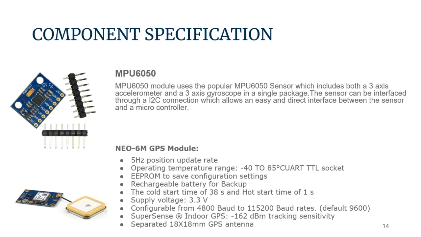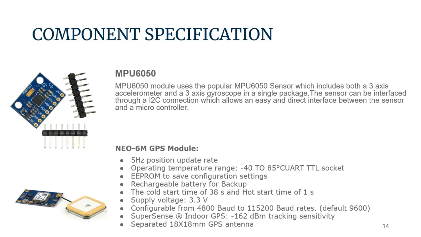So the main components used, the first one is MPU 6050. The MPU 6050 module uses the popular MPU 6050 sensor, which includes both a 3-axis accelerometer and a 3-axis gyroscope. The sensor can be interfaced through an I2C connection, which allows an easy and direct interface between the sensor and a microcontroller.